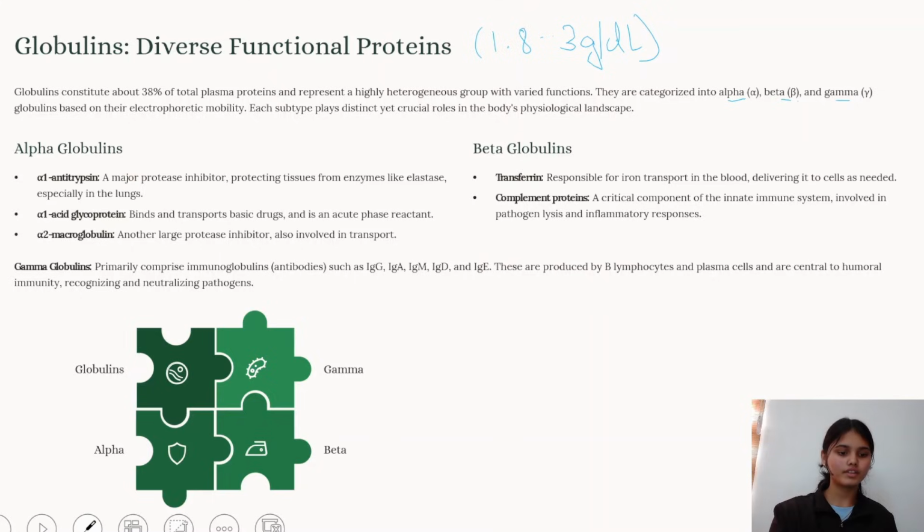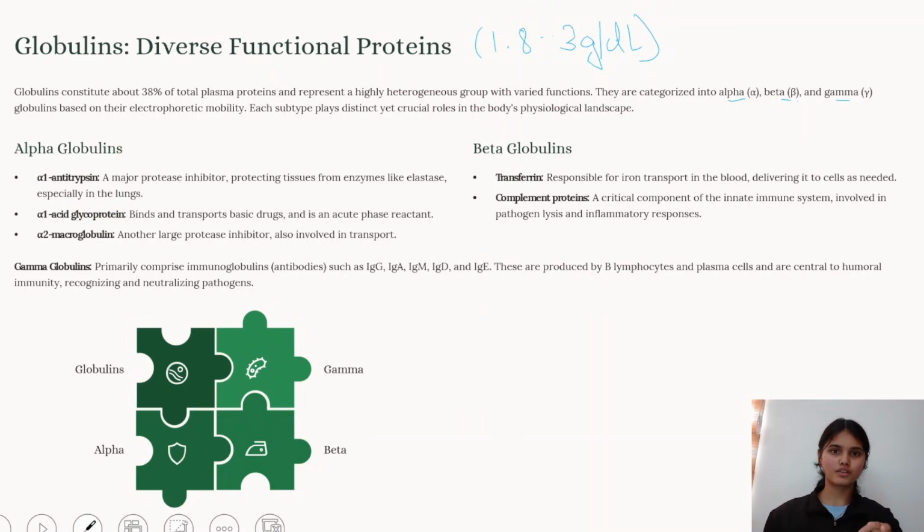Now alpha globulins: alpha-1 antitrypsin, alpha-2 macroglobulin, alpha-1 acid glycoprotein. There are many more alpha globulins. Also, I remember a question I had in my biochemistry viva was what are the different types of alpha and beta globulins? Well, now I'm pretty sure all of these are of very huge use.